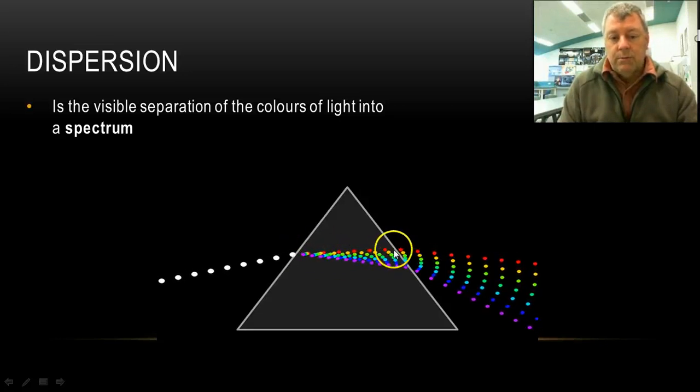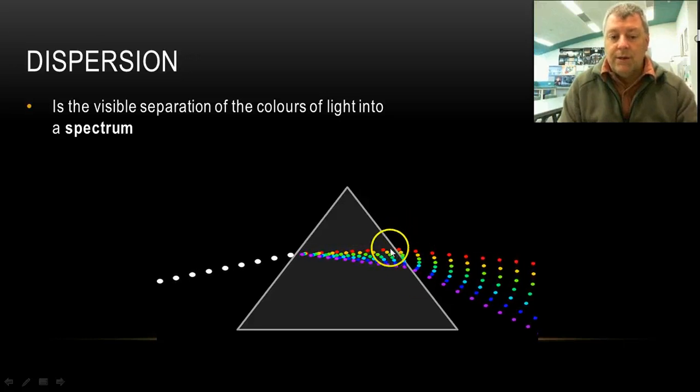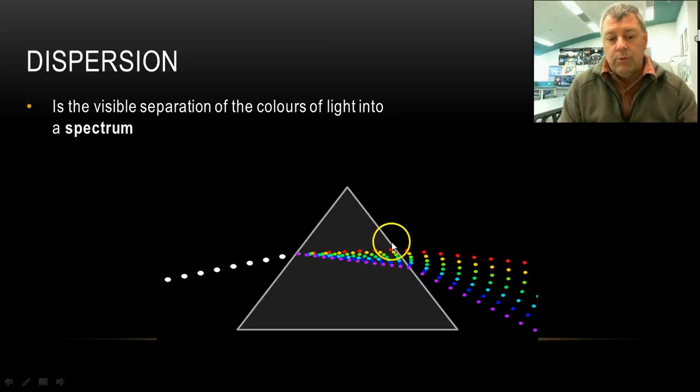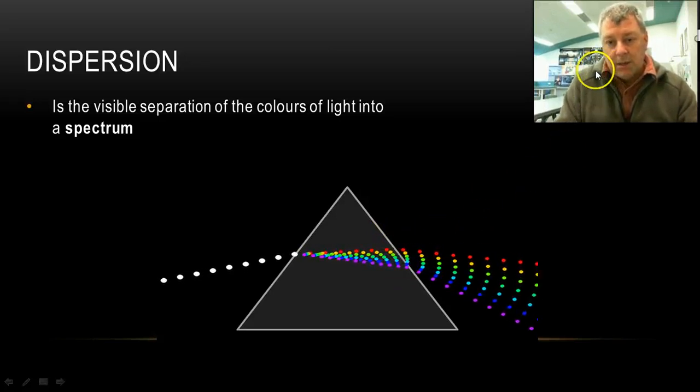Then it travels through the prism, comes to this interface, and we have a new interface, and now it's going from more dense to less dense, and so it will refract away from the normal. And again, each of these would be considered there.